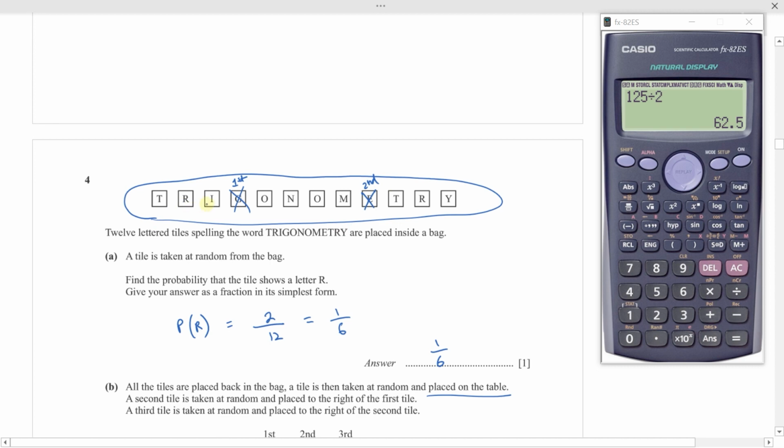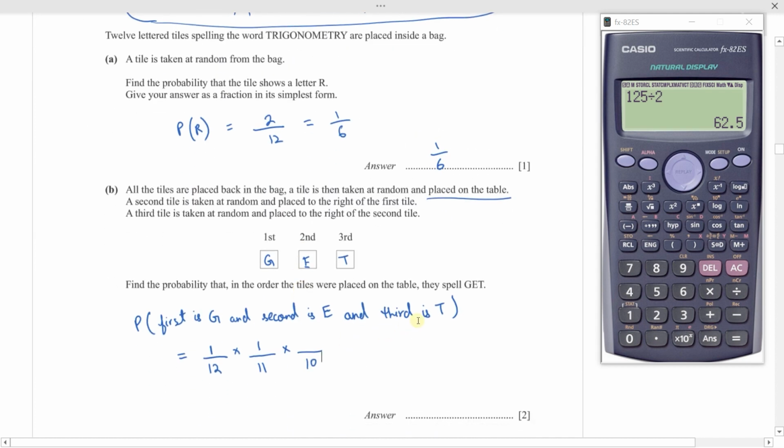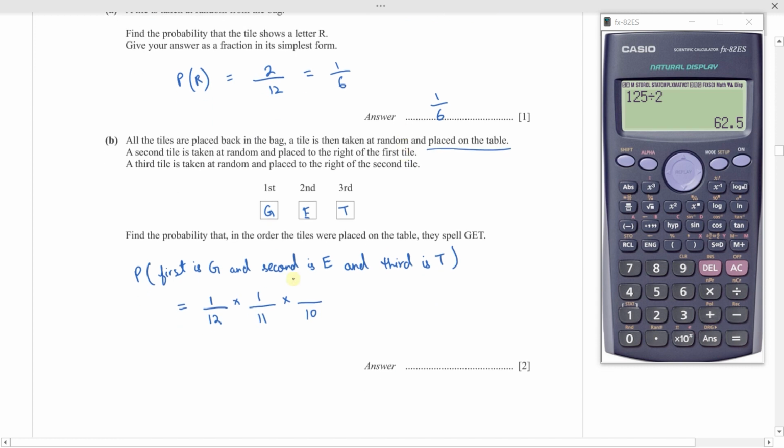How many are left? 1, 2, 3, 4, 5, 6, 7, 8, 9, 10. So now you have 10 left, so your denominator will be 10. And what is the probability that the third one is T? Out of these 10, how many are T's? 1, 2. So the probability to get T now is 2 by 10. So this is the probability that the first one is G, the second one is E, the third one is T, so that you spell GET.